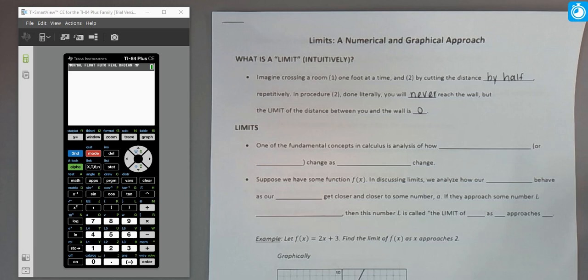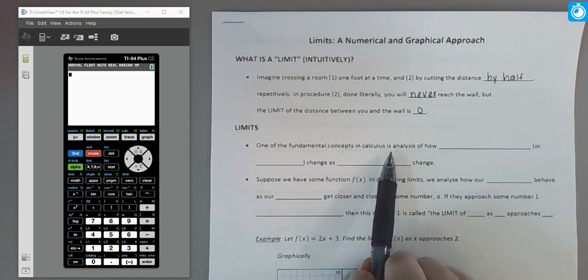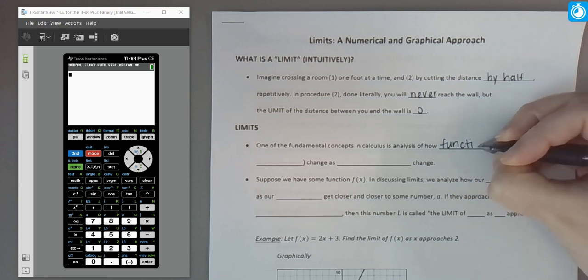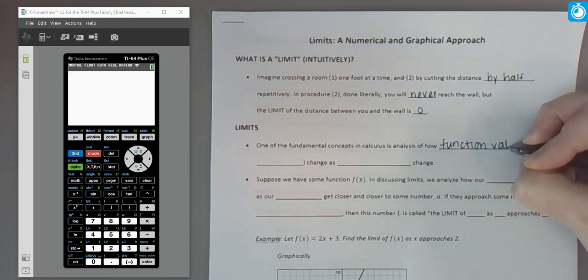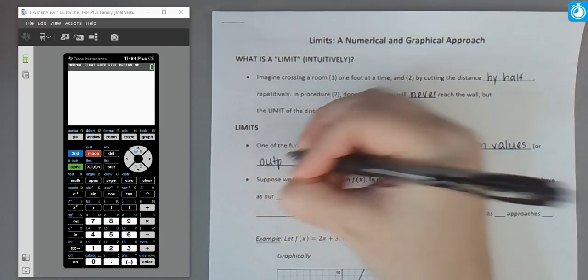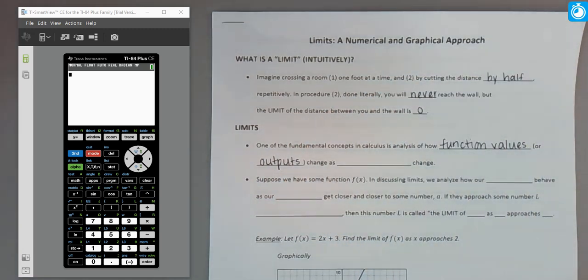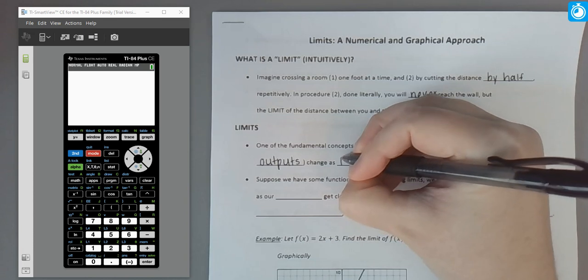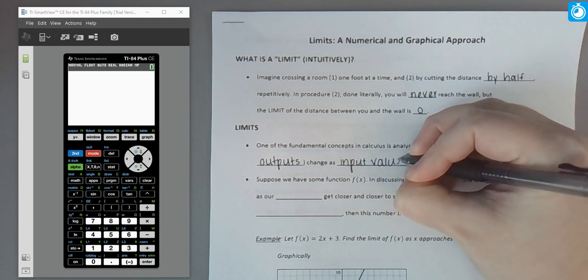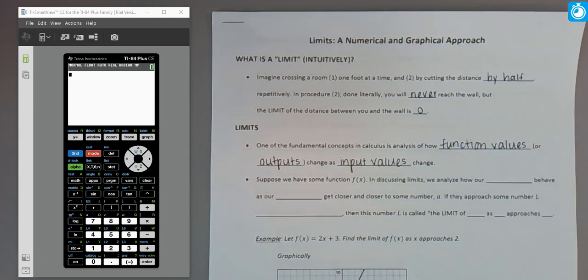When we talk about limits, we're going to talk about limits from the standpoint of inputs and outputs. One of the fundamental concepts in calculus is analysis of how function values, the actual values a function can take on, otherwise think of these as function outputs, are changing as function input values change. So if we allow our inputs, what we normally call x values, to change in a specific way, what's happening to our outputs, our function values, our y values?